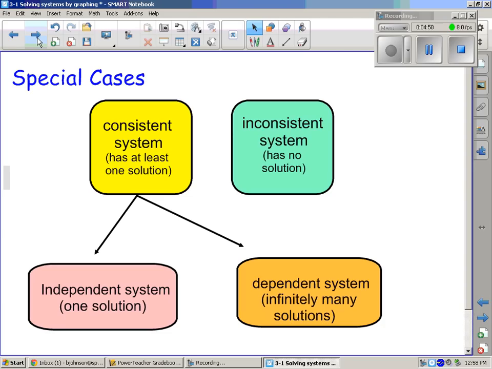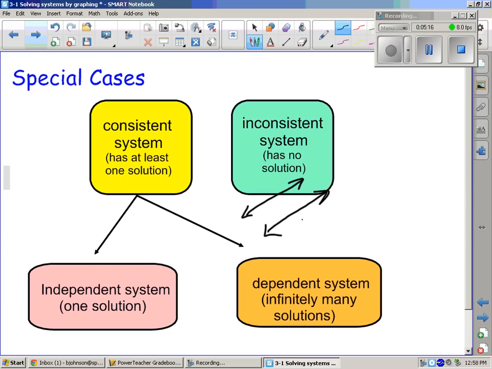Systems are either consistent or inconsistent. When they are consistent, they have a solution. They might have one or more solutions. When they are inconsistent, it means that they have no solution. So if you think about that, lines that don't cross would look like what? They'd have to be side by side, and they'd have to be parallel. That's what would have them have no solution. They would never ever cross.